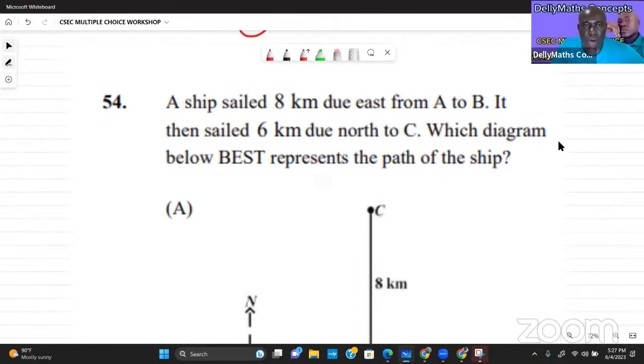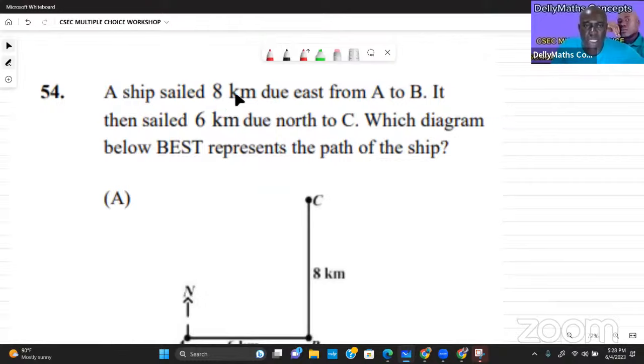All right, let's look at 54. A ship sailed 8 due east. We're saying that the ship sailed 8 due east from A. So I want to have A somewhere here, and I have to go east 8. When you go there to B, it then sailed 6 north. I'm going to go up 6 to C. So I'm looking for something where I would have gone to the right and then up.